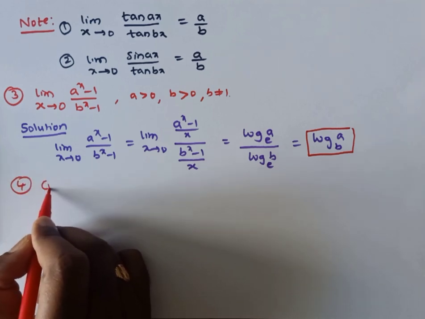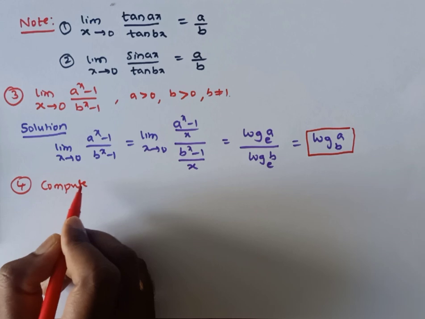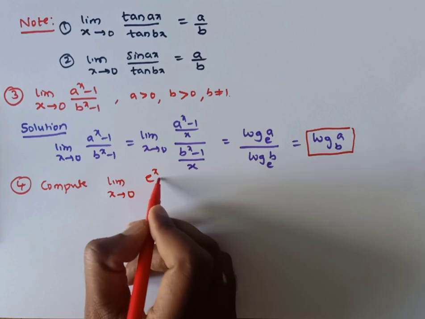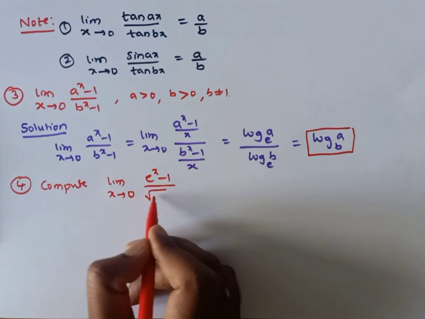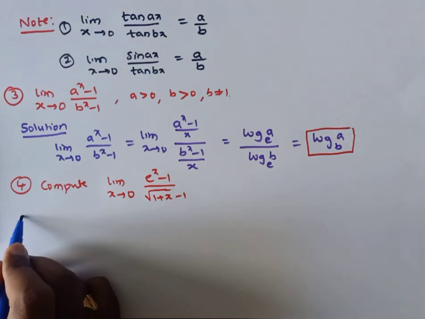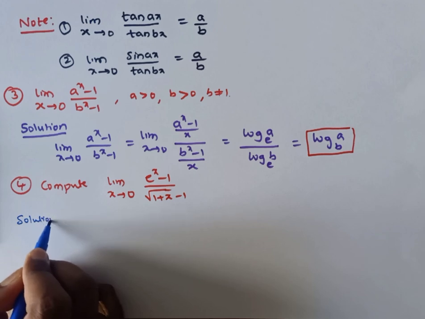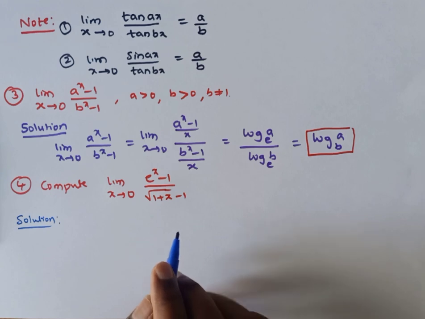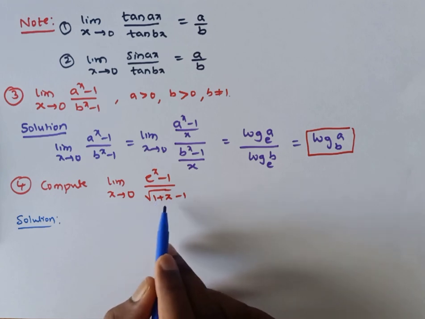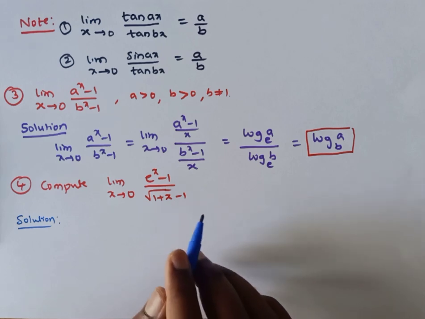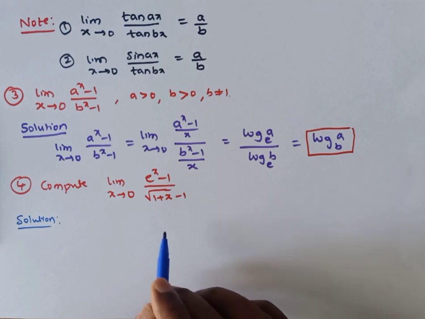Now compute or evaluate the limit as x tends to 0 of e to the power x minus 1 divided by root of 1 plus x minus 1. See, before recalling the related formula, first directly apply the limit. Then what happens? As x goes to 0, it is root of 1 plus 0, which means 1. 1 minus 1 is 0, so the denominator value is 0. Here the denominator vanishes, so it may be an indeterminate form.